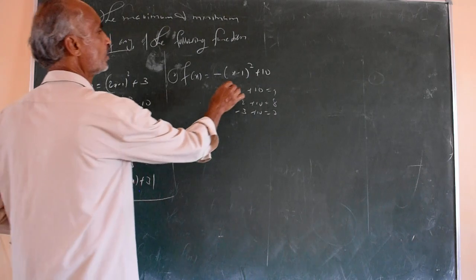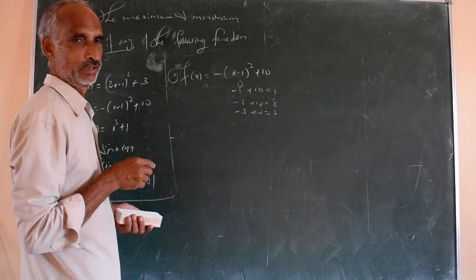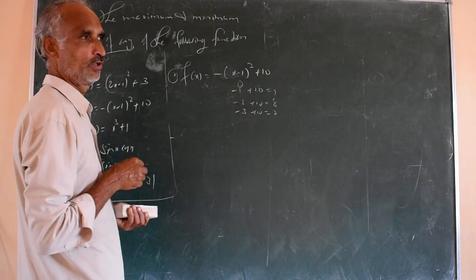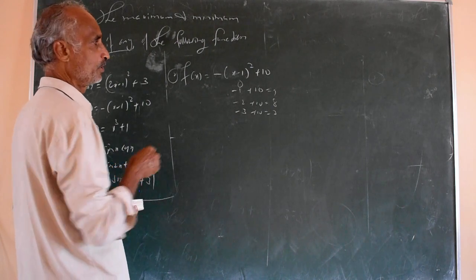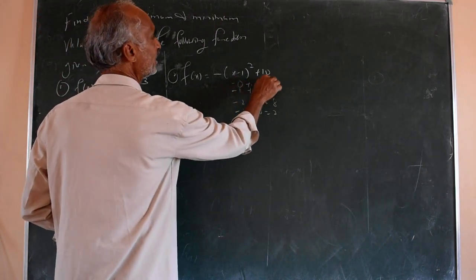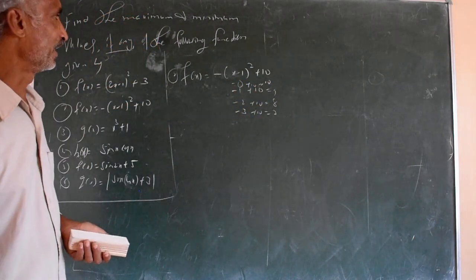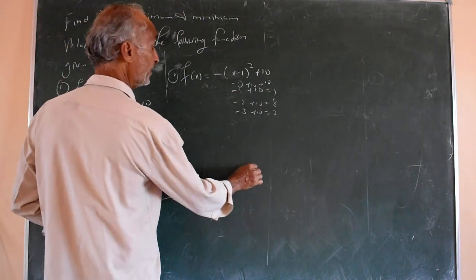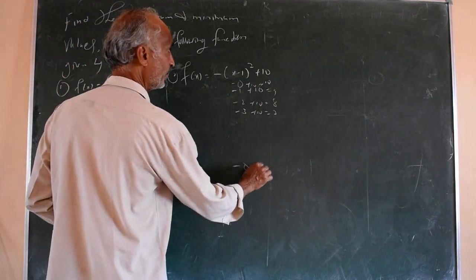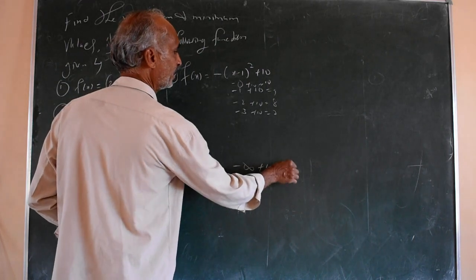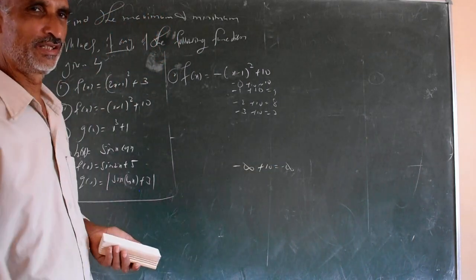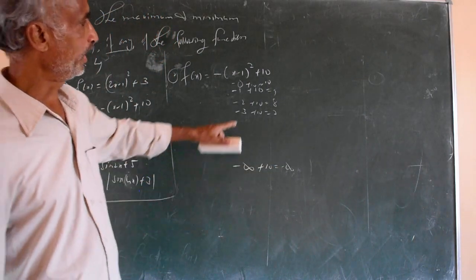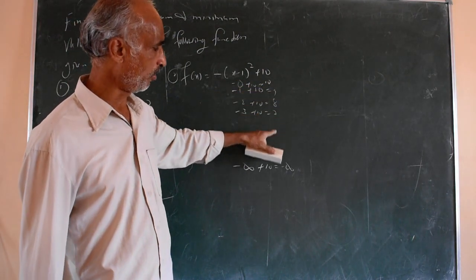Suppose (x minus 1) the whole square is 0. Suppose x is 1, then x minus 1 is 0, 0 square is 0, minus 0 plus 10 is 10. Suppose (x minus 1) the whole square is infinity, outside it is minus infinity, and minus infinity plus 10 is also minus infinity. But you can't take infinity as an exact value. Look at this chart, the value keeps on decreasing.